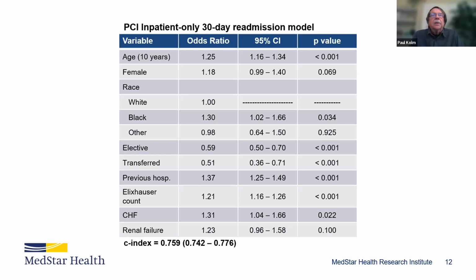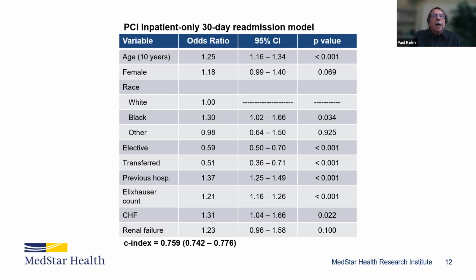as the odds of being readmitted within 30 days increases at a rate of 1.25 for every 10 years increase in age. Or, as I mentioned before, I can also say that for every 10-year increase in age, the odds of 30-day readmission increases by 25%.